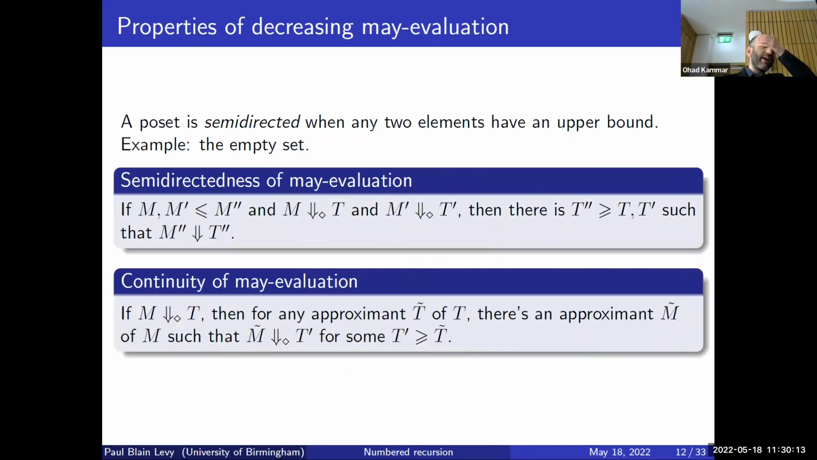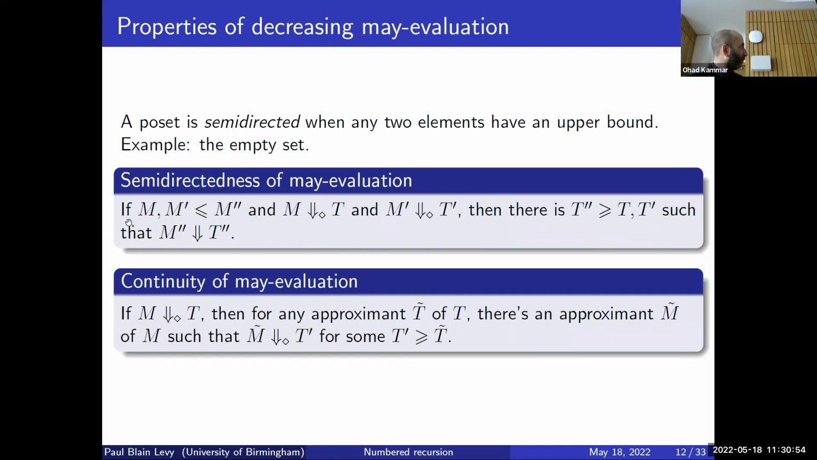Okay, so now we're going to get more variations. We've seen these properties, monotonicity and continuity, for evaluation with the unwinding interpreter. Now we're in the world of decreasing may evaluation. Here's some terminology that is quite useful for this story. A semi-directed poset means that any two elements have an upper bound. So it could be directed, but it could also be empty, right? The empty set is not directed, but it is semi-directed. This is a useful terminology.